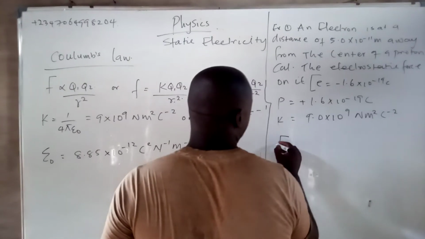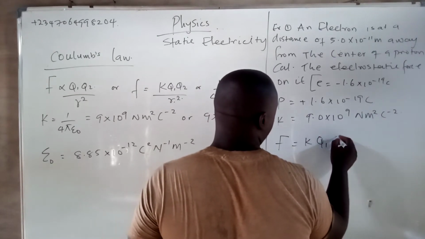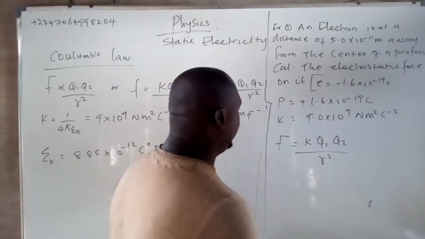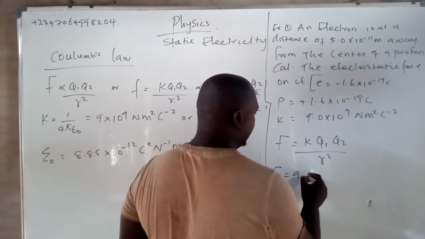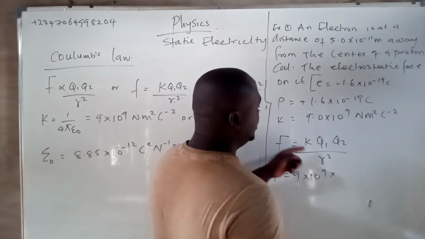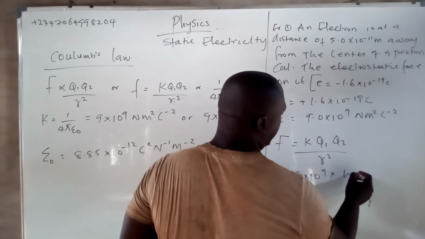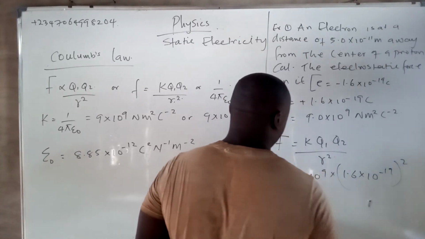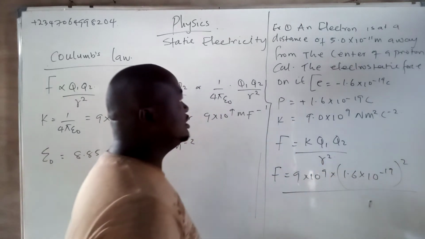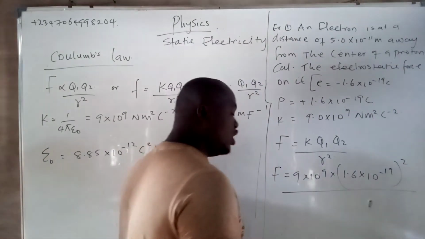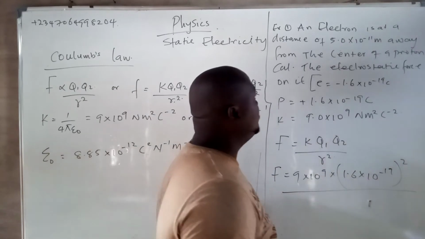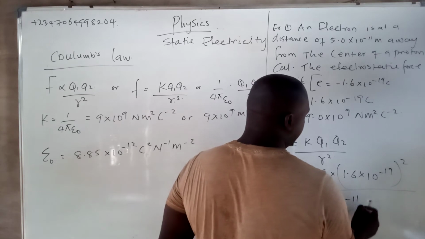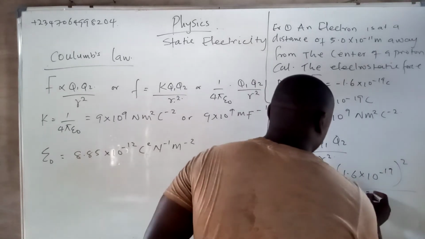Now, having our formula that F is equal to K, Q1, Q2 all over R squared, all you need to do is insert your values. So, F is equal to 9 times 10 to the power of 9 times, they are 2, so I will just say 1.6 times 10 to the power of minus 19 all in square, divided by the distance separating them. It's already in meters. Always remember that the distance must be in meters. So, you have 5.0 times 10 to the power of minus 11. Remember, all is in square.